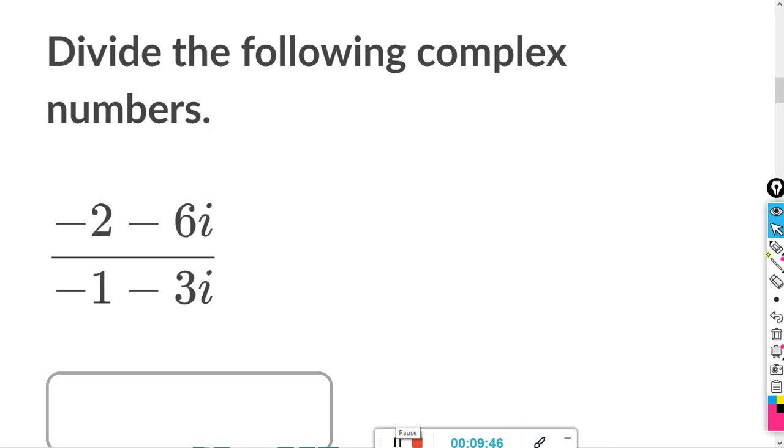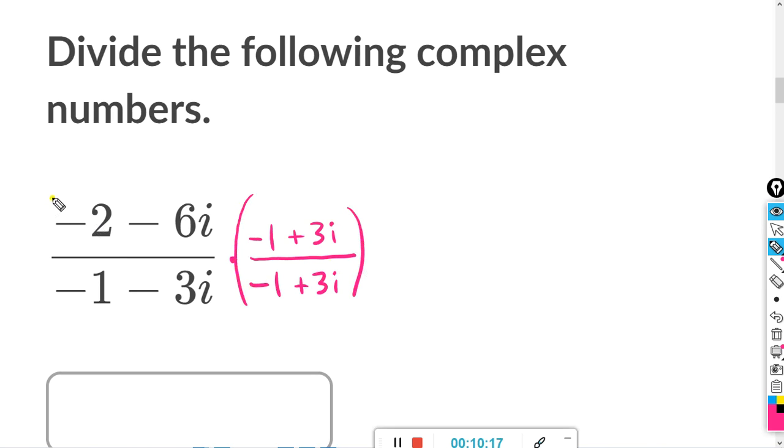All right, last one. So just change the sign in between the real and imaginary numbers. Instead of -1 minus 3i, we're going to make it negative 1 plus 3i. Okay, so you keep the denominator and put the same thing in the numerator, negative 1 plus 3i. So we're basically multiplying by 1.